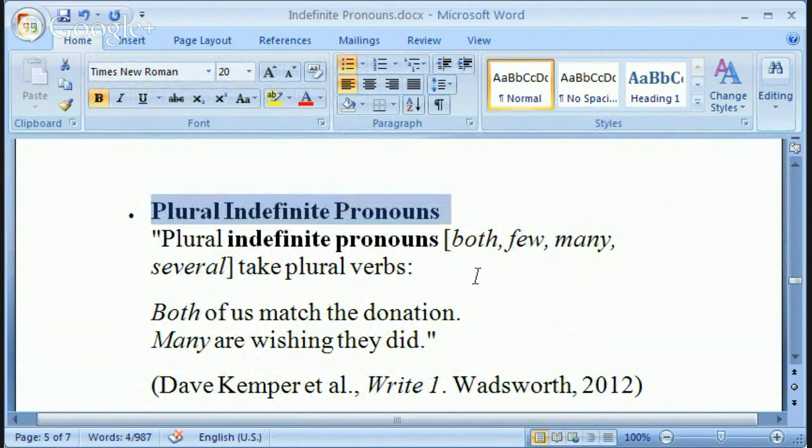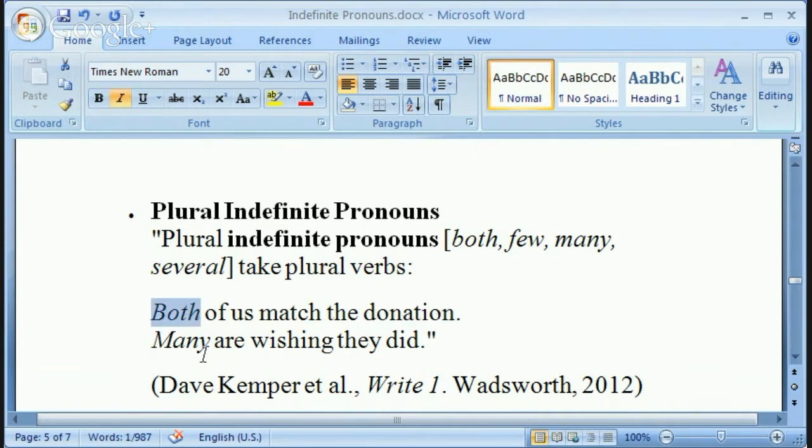Plural indefinite pronouns take plural verbs. Both is obviously plural. There's two people in both. Few, many, several. These are obviously plural indefinite pronouns. They refer to more than one thing. So, for example, both of us match the donation. Both of us is just a prepositional phrase. Match is the verb. The donation is the object.